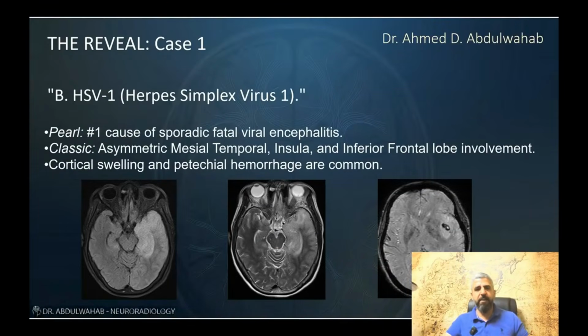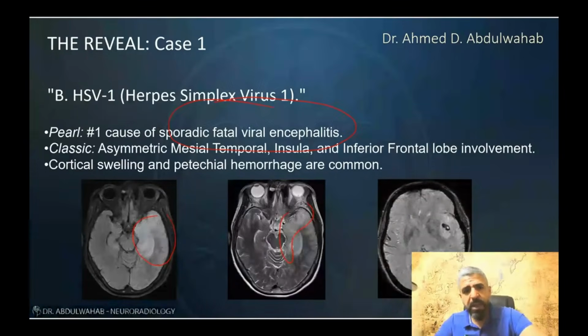What is it? The reveal of case 1, herpes simplex 1. The answer is B. The virus that gives you cold sores can travel up the nerves and devastate the temporal lobes. This is a clinical emergency. If you see this pattern, call the ER immediately. Herpes simplex 1 is the temporal trap. Pearl number 1, cause of sporadic fatal viral encephalitis. It's fatal. Classically, it presents as asymmetric mesial temporal, insular, and inferior frontal lobe involvement. Cortical swelling and petechial hemorrhages are common. Temporal lobe, insula, and microbleeds.